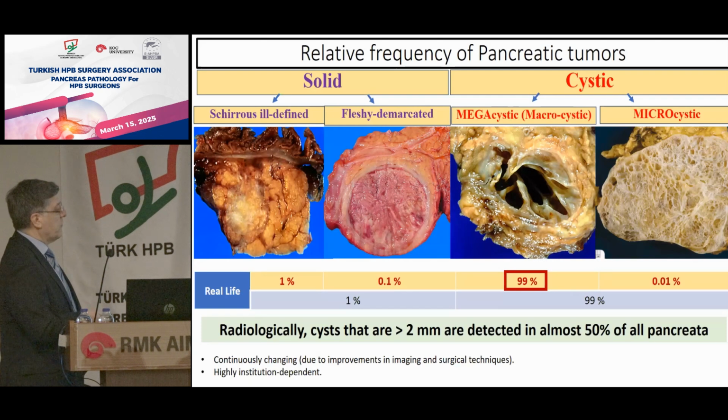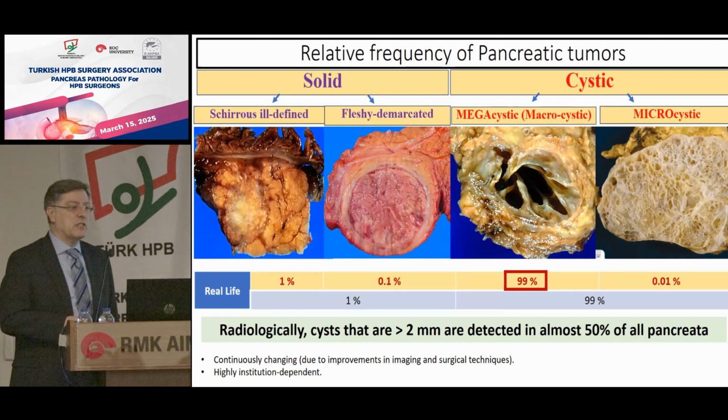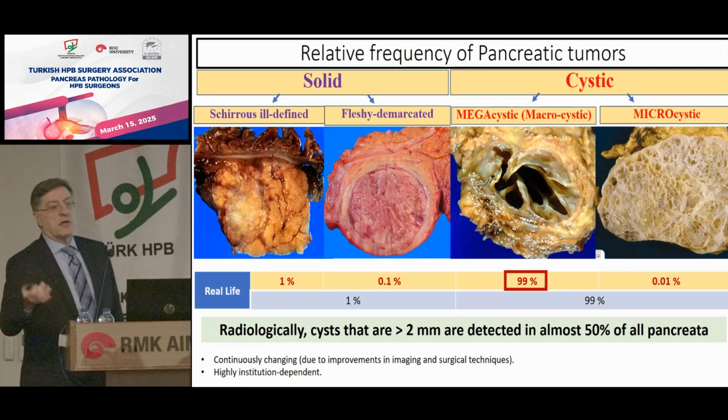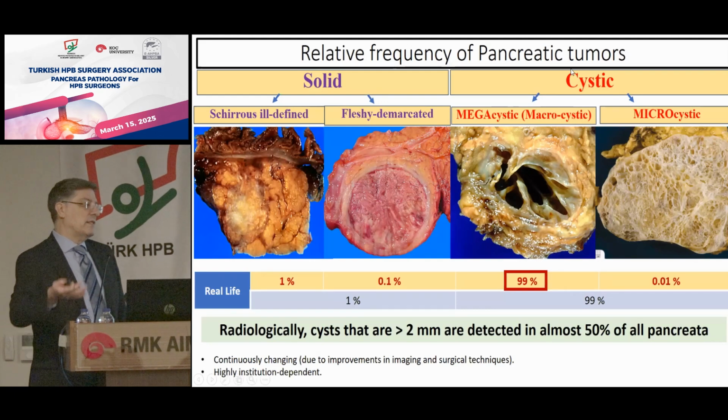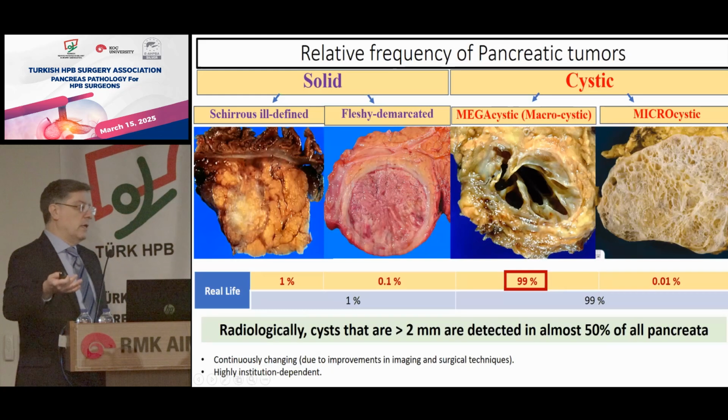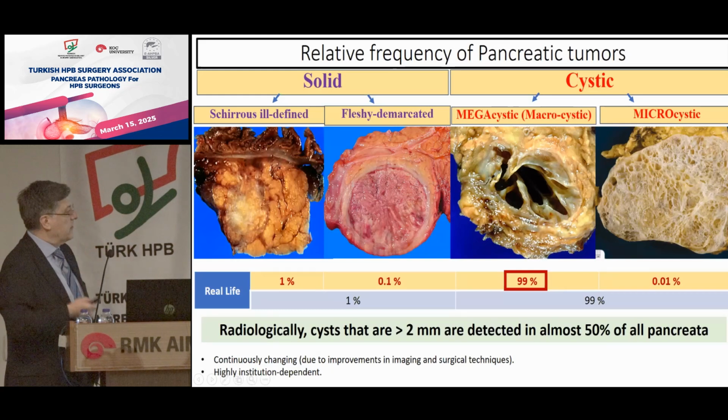The majority of the pancreatic pathologic lesions are actually cysts. But that's because cysts are very common in the pancreas, as we'll hear in the afternoon from the radiology perspective. If you look hard enough, you find cysts larger than 2-3 millimeters in almost half of the elder population. So they are much more common.